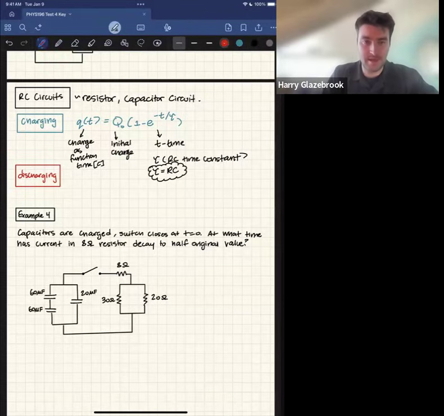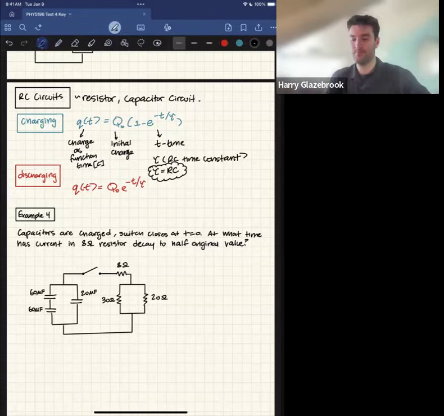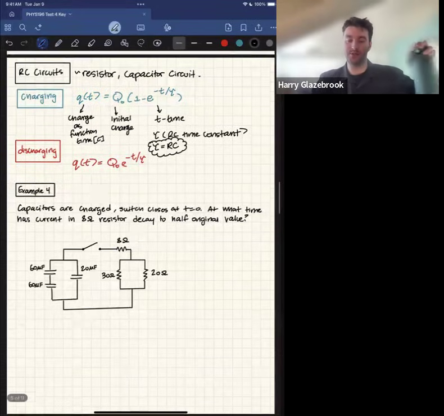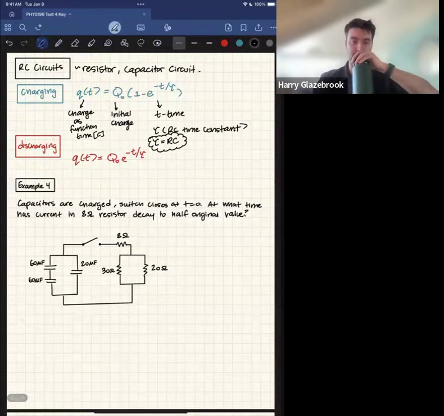Cool. So that's charging. Here is discharging, which you're going to see a lot more. Again, the charge on the capacitor per unit time is going to be equal to the initial charge, whatever you start with, times e to the negative t over tau. Again, t is time, tau is your time constant, which is resistance times capacitance. Cool. The equations are what they are, but actually using them is a different story. So let's do an example.